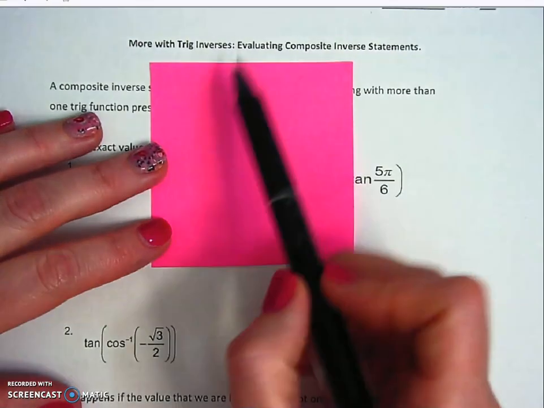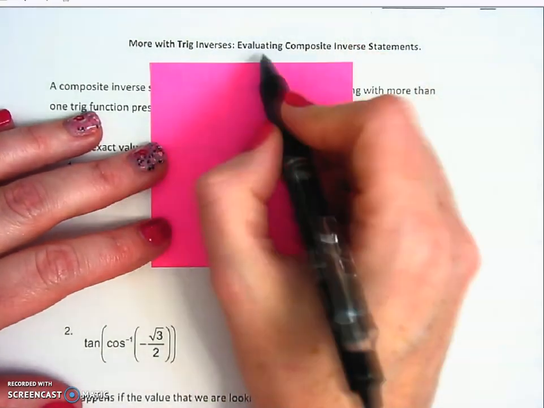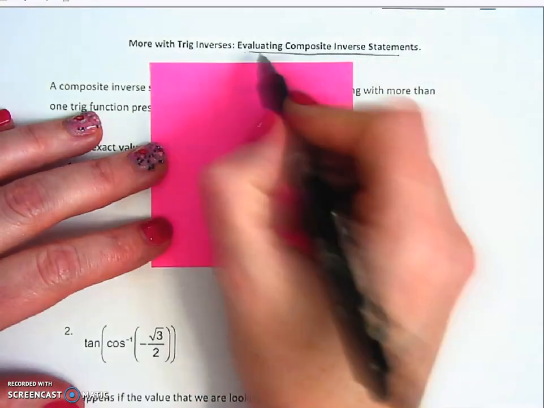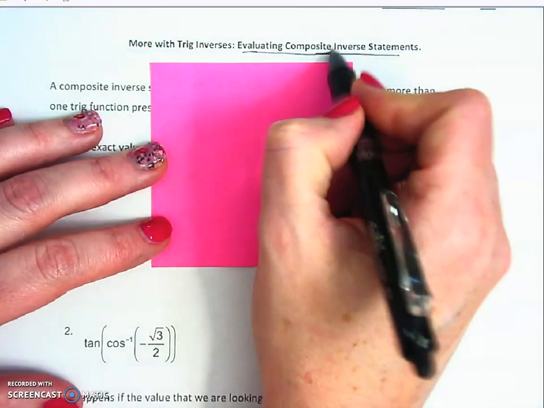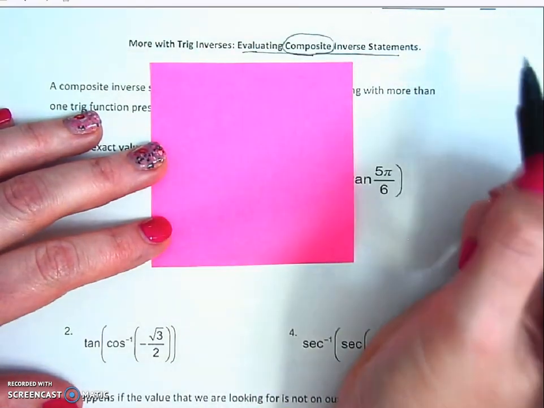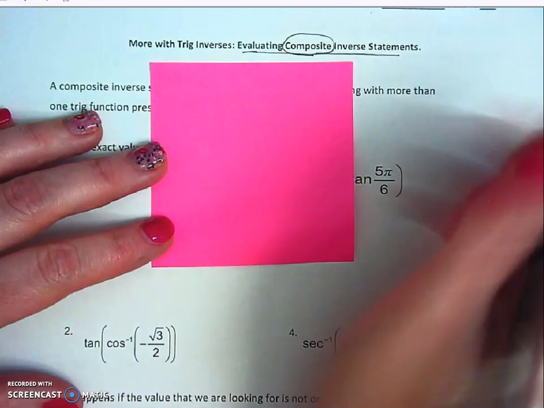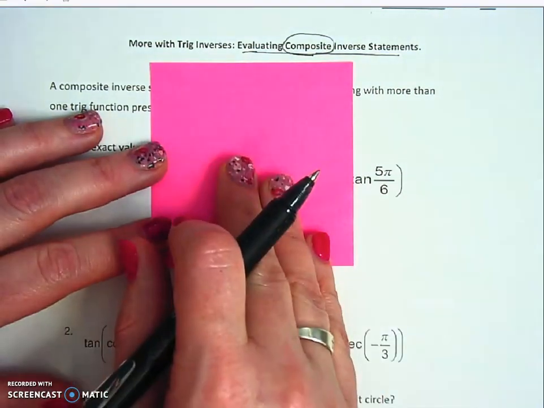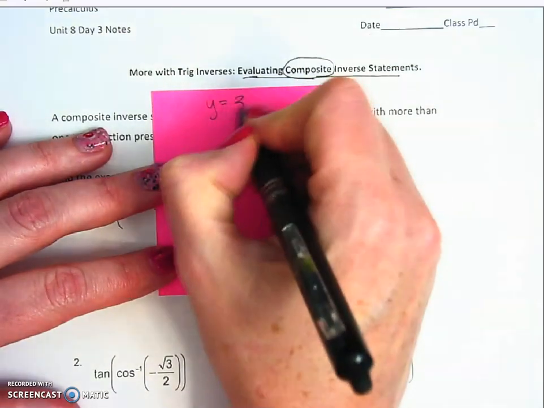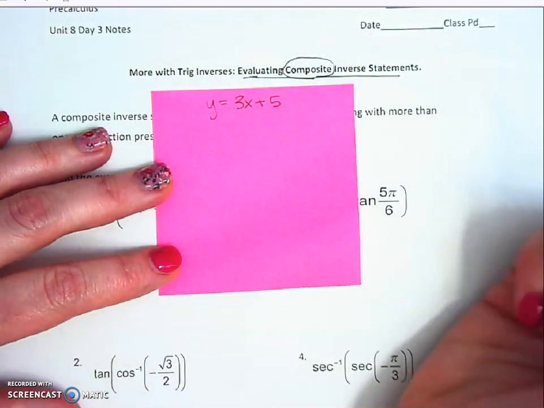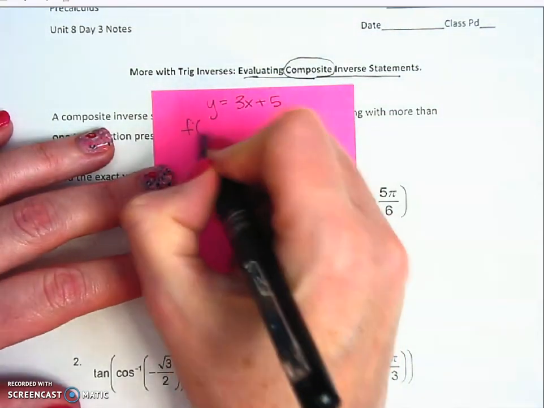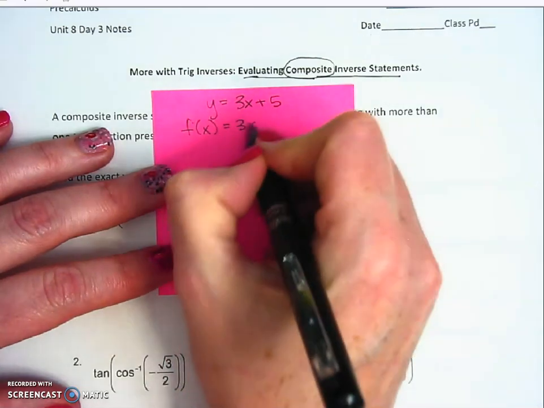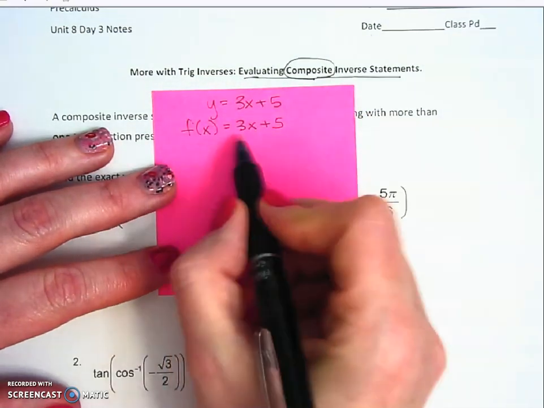All right, this video is for trig inverses, evaluating composite inverse statements. And I want to just take a moment and review for you when we've done composite functions before, or also sometimes called composition of functions. This here is a regular equation, y equals 3x plus 5. I can also write this in what's called function notation like this. f of x equals 3x plus 5.